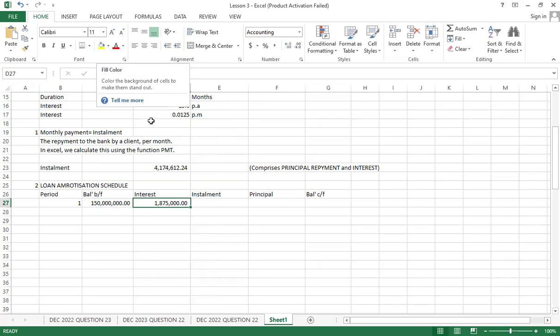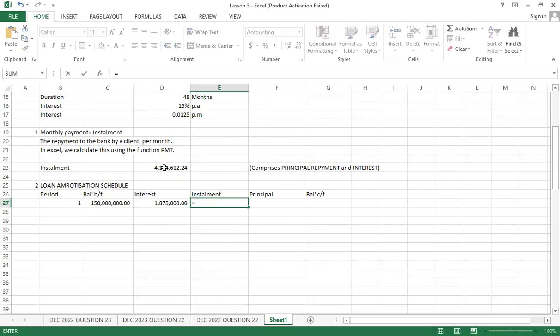1.8 million. The installment, we know it. The installment is this 4.1 that we computed in part 1. So equal to, I just copy from there. We have said that the installment comprises this interest and then principal. If I want the principal part in this installment, then it is the installment minus the interest amount. That gives me 2.2 million for month 1.